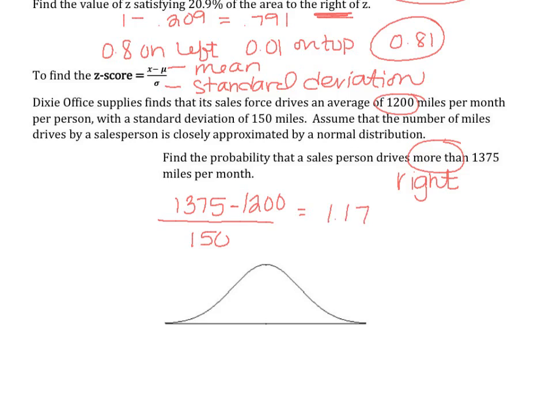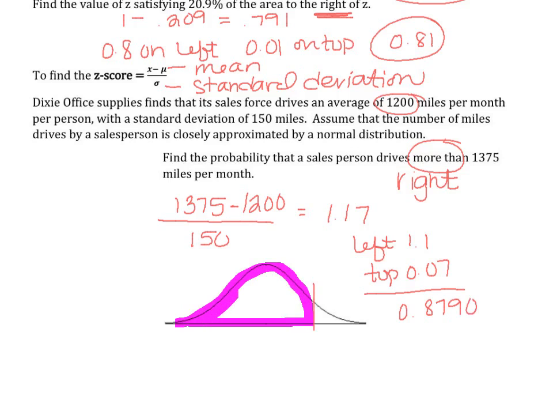So again, looking in the back of the table, we're going to look for the left side 1.1 and then look at the top at 0.07, and you see that they collide at 0.8790. So this is the part that's shaded currently to the left because we always are shaded to the left. We're curious about more than, so we're curious about the area to the right.